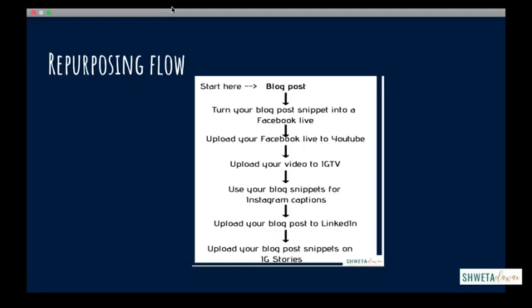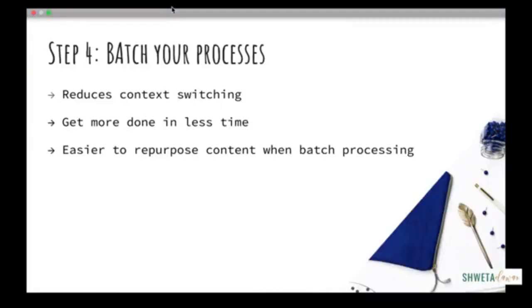But like I said, you want to start at the blog post and then start with 2 repurposing platforms, and once you're consistent with that, you can keep adding, and it can go on and on and on, right? So those are the 2 workflows. The next step is to batch your content. It really helps.